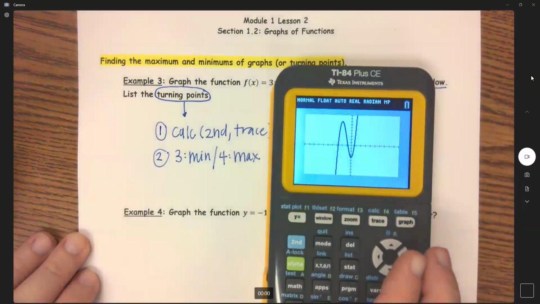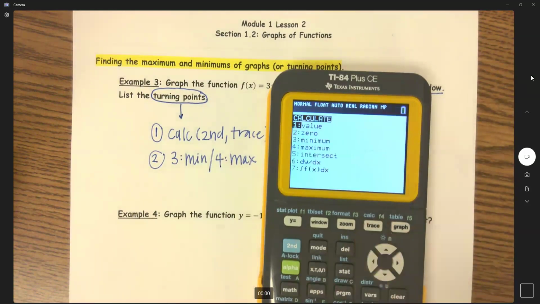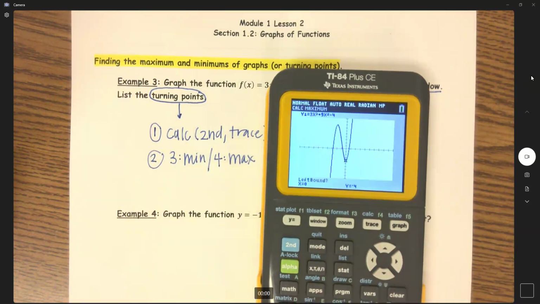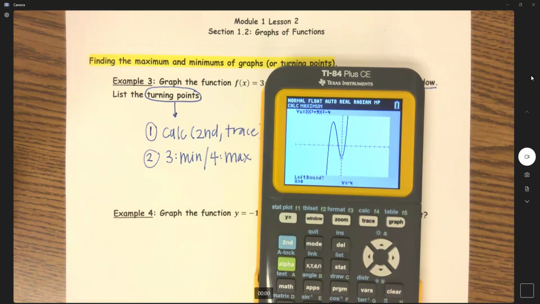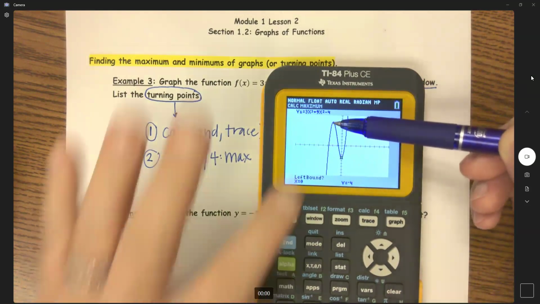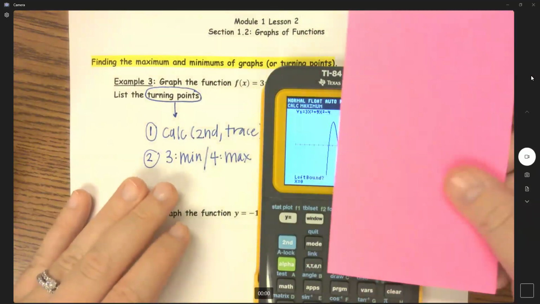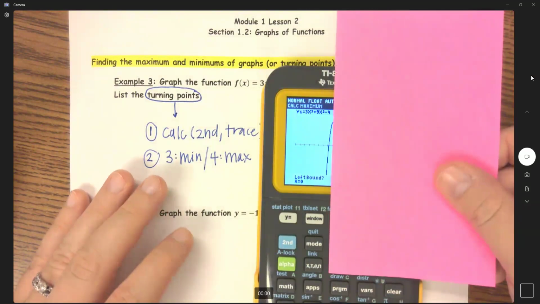Okay, so let's try it. If I want to find this turning point up here first, that's my max. So I'm going to hit second trace, and I either am going to arrow down to number 4 or just punch in number 4 for our maximum. So it wants the left bound. So if what I'm wanting to find is this max up here, I want to go somewhere over here to the left side of that max.